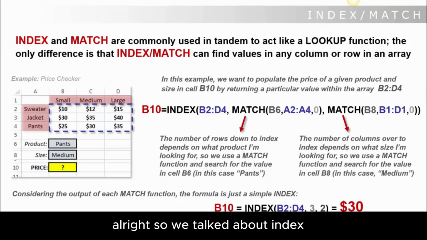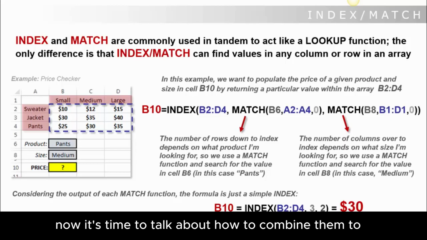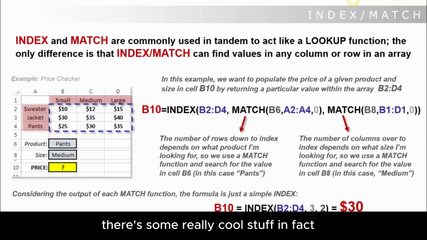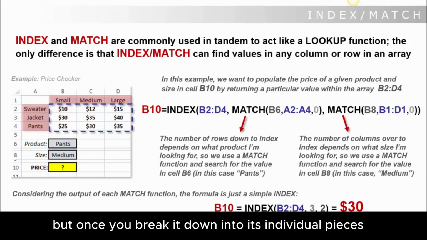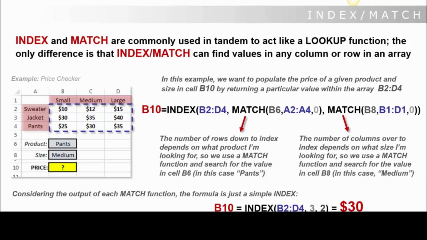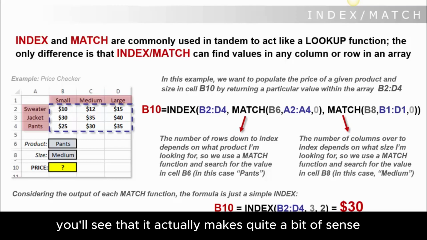All right, so we talked about index, we talked about match. Now it's time to talk about how to combine them to do some really cool stuff. In fact, when you combine them, they act almost like a lookup function, but in some cases with even more flexibility, so they can find values in any column or any row within a given array. So let's take a look at an example. It's a little tricky to wrap your head around at first, but once you break it down into its individual pieces or components, you'll see that it actually makes quite a bit of sense.